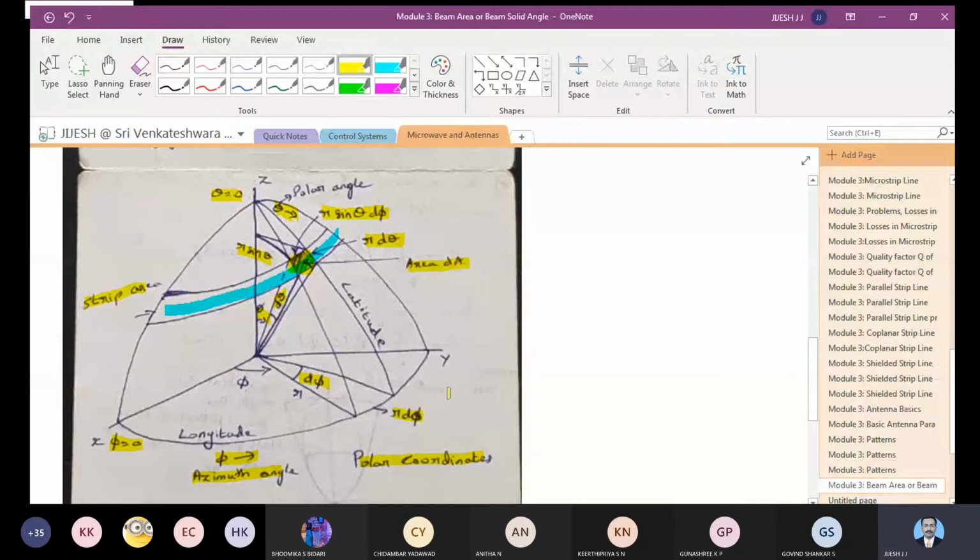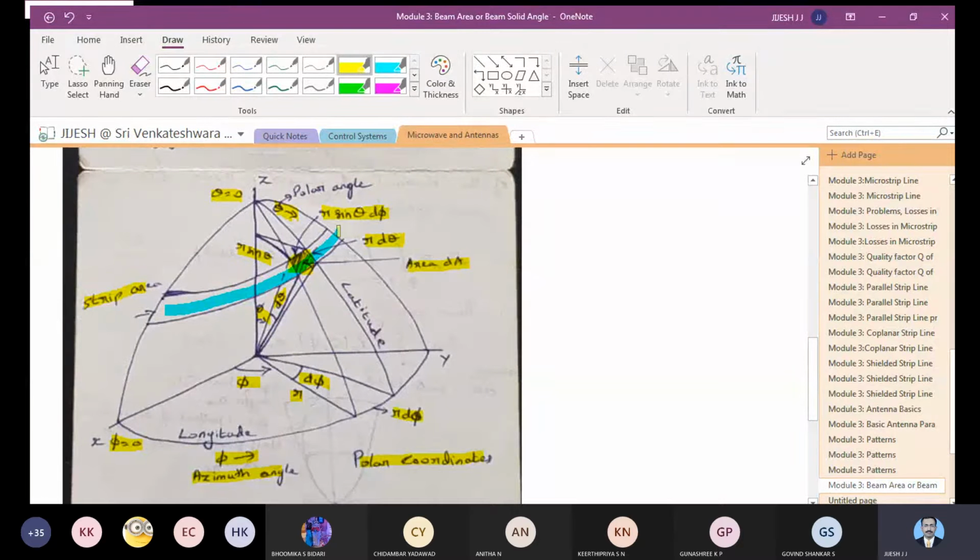This small theta is called d theta, and this small phi is d phi, which you consider in order to simplify the area through which the signal will be transmitted to outer space. This is the strip area. You are considering a strip, and in that a small area with r sin theta d phi and r d theta. These are the two things you are going to consider.